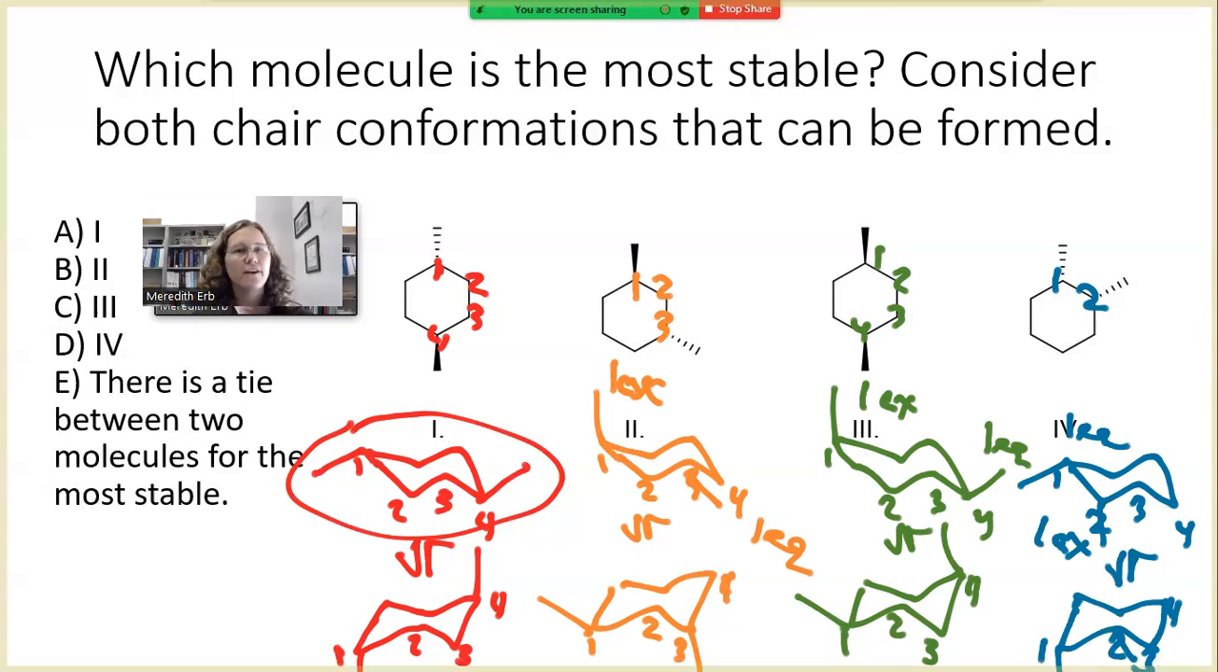So if we're trying to define which one's the most stable, that's got to be molecule number 1. Because in molecule number 1, you have a conformation where both methyl groups can be equatorial. And in molecules 2, 3, and 4, that's not possible. 2, 3, and 4 all have 1 axial and 1 equatorial. So molecule 1 is going to be the most stable. And so our answer here is A.